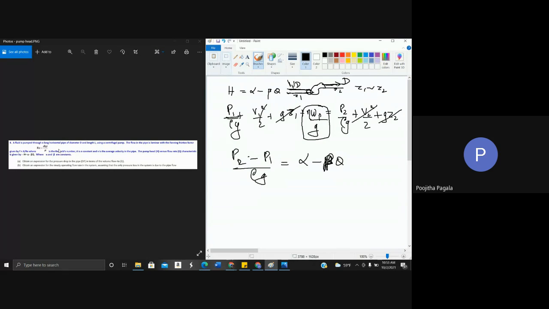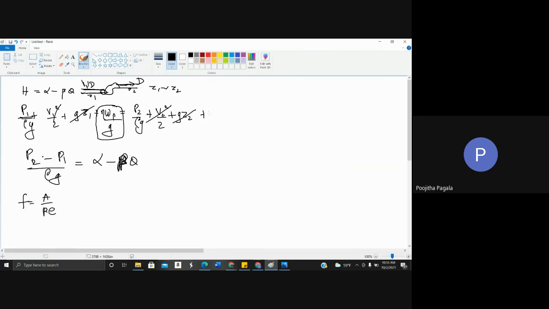There is also one more thing which we need to consider. The flow in the pipe is laminar with a Fanning friction factor. So we should also include the friction term, which we did not do here. So they have given the Fanning friction factor to be f is equal to A by Reynolds number. And so let us include that as well. So the friction term is going to be 4fL by D into V square by 2g.